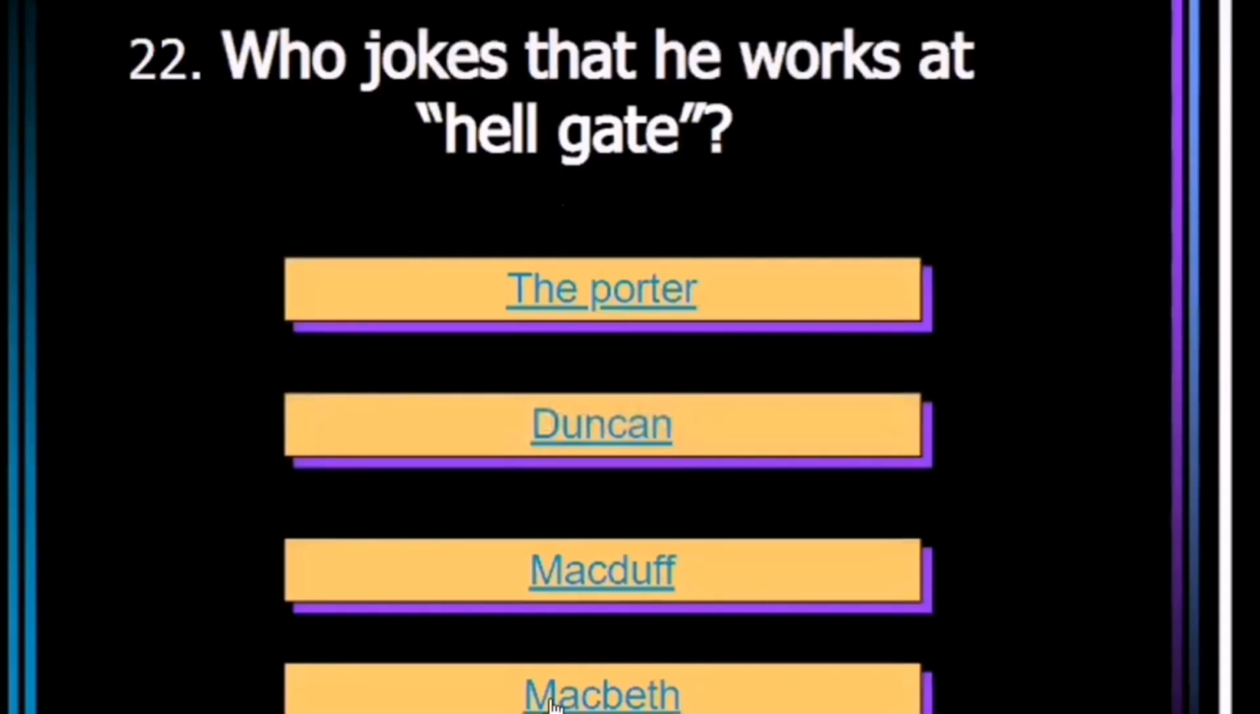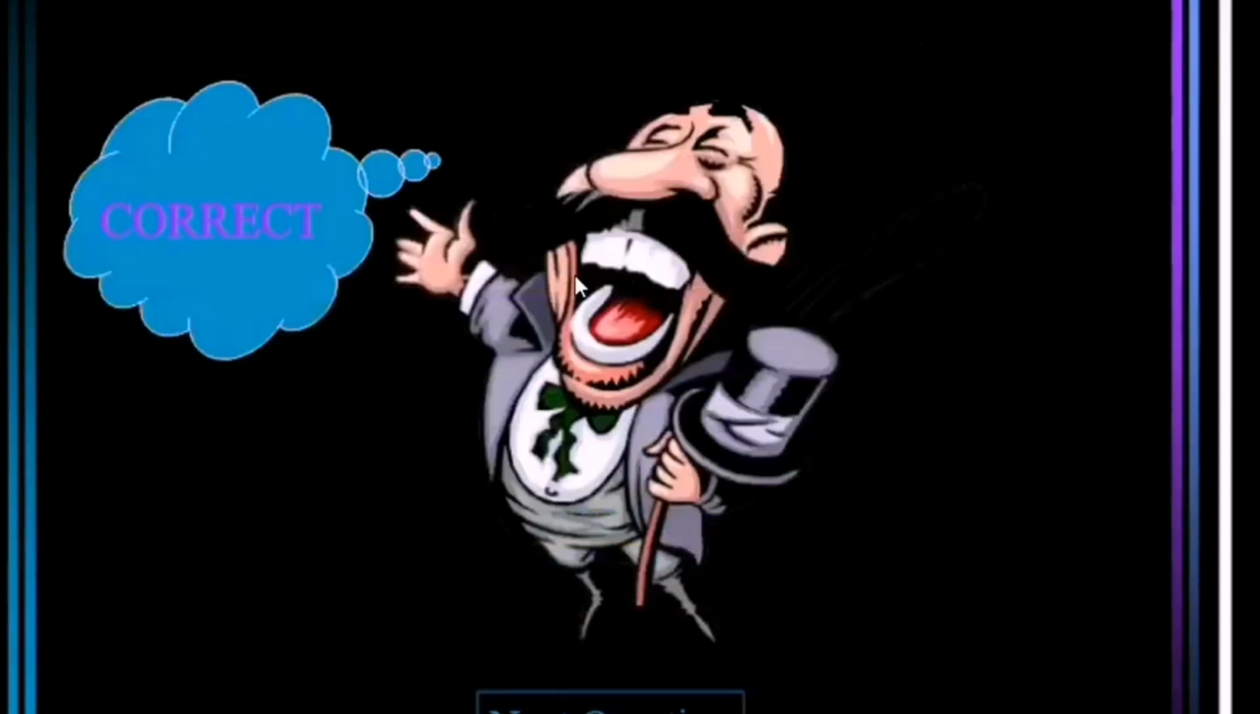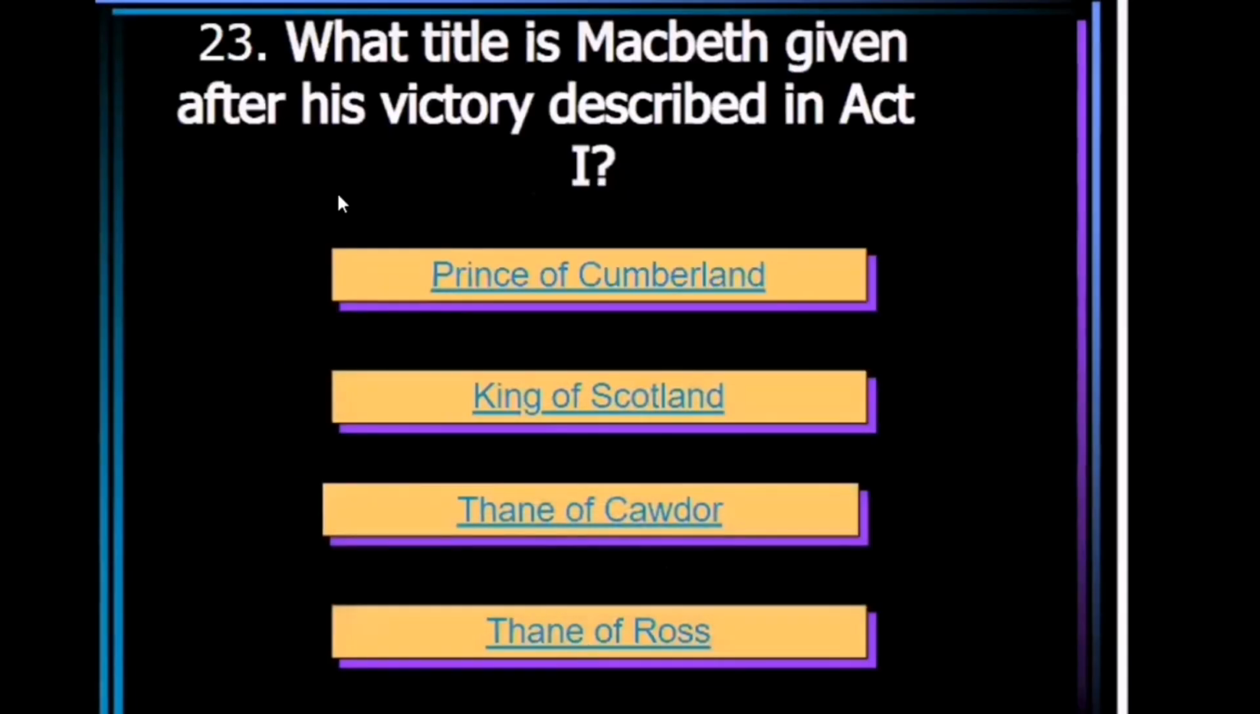Who jokes that he works at Hellgate? The Potter, Duncan, Macduff, Macbeth. Answer is the Potter. What title is Macbeth given after his victory described in Act 1? Prince of Cumberland, King of Scotland, Thane of Cawdor, Thane of Rosse. The answer is Thane of Cawdor.